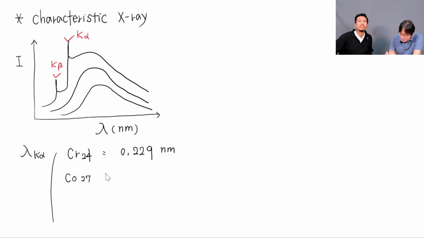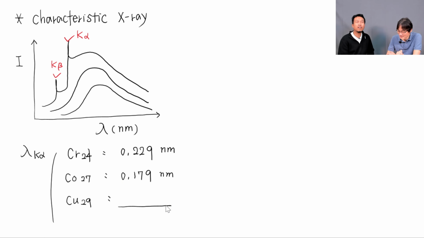The next material as a target is cobalt, atomic number 27. You remember the whole periodic table? This one I commonly see, so I cannot remember everything. The wavelength is 17, and it keeps decreasing. Next one is copper, atomic number 29. You know this number, right? This one is commonly used, 0.154 nanometer. I'm proud of myself.